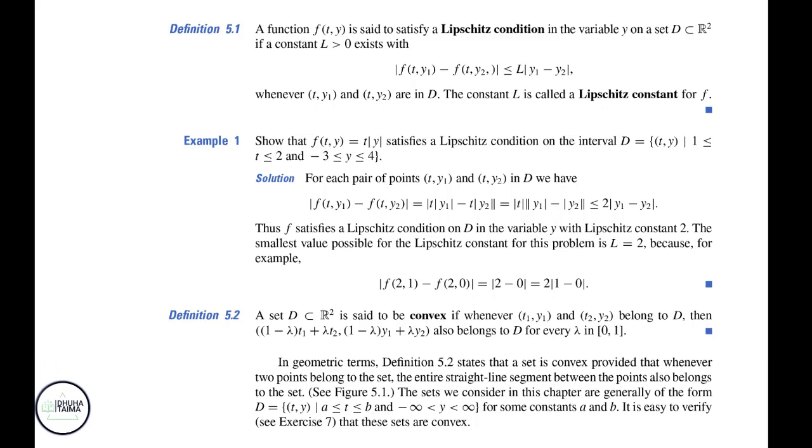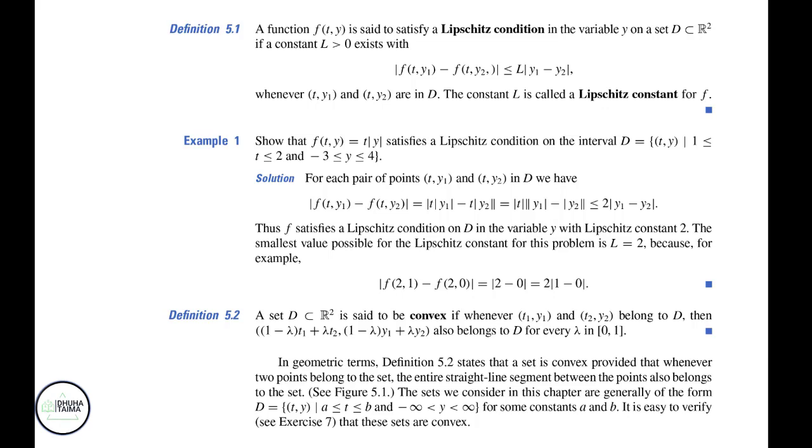The smallest value possible for the Lipschitz constant for this problem is L = 2, because, for example, |f(2, 1) − f(2, 0)| = |2 − 0| = 2|1 − 0| = 2.